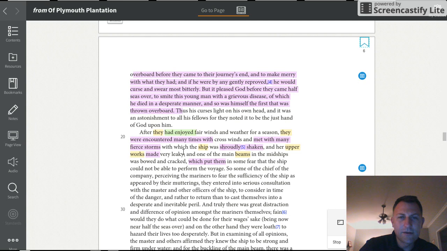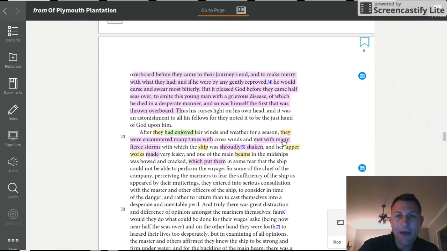Okay. So if you look at this, I actually highlighted the subjects, but this first one's pretty normal. They had enjoyed fair winds. You can see the subject and verb: they had enjoyed. They're enjoying it. The winds aren't enjoying it. They're enjoying it. So this is active. But then over here it says they were encountered many times with cross winds. It almost makes it sound like the cross winds encountered them.